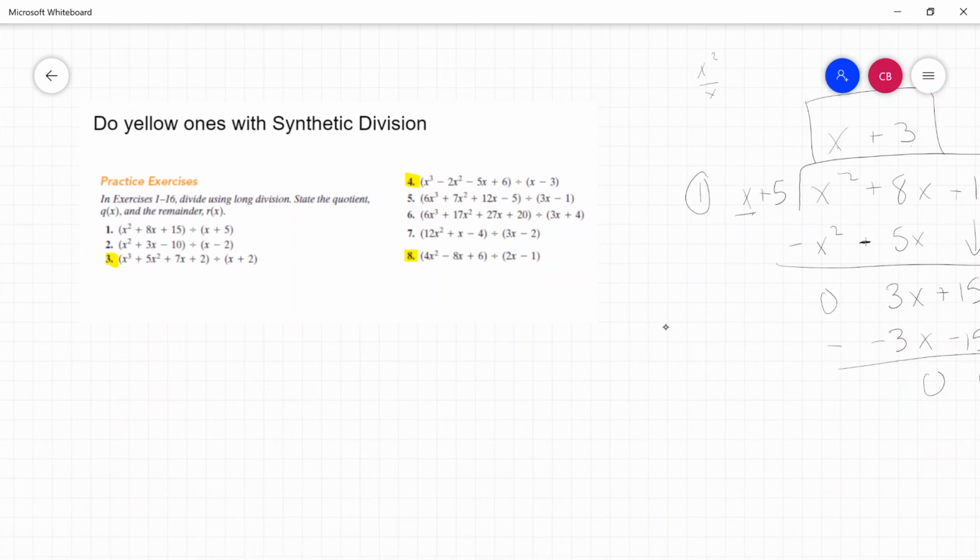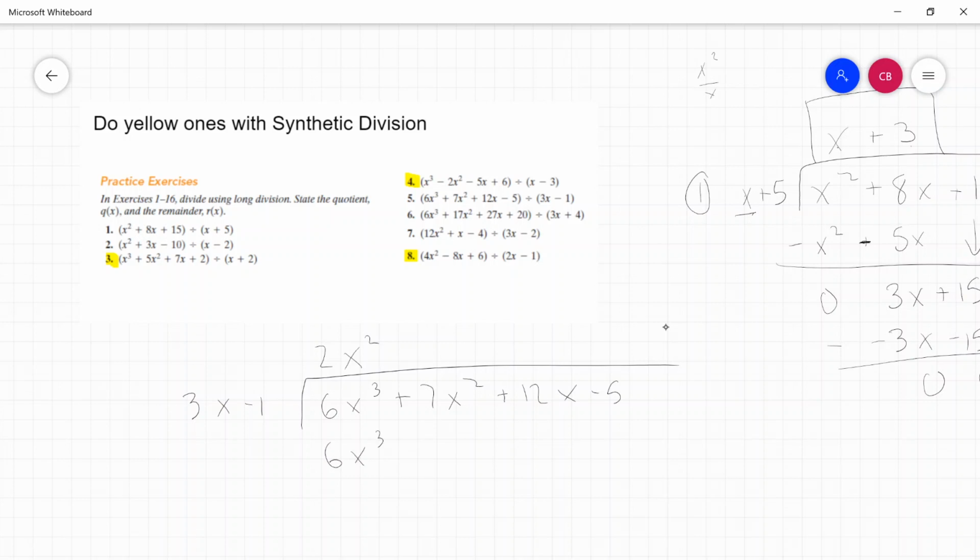Okay, let's do number 5. So we've got 6x to the third squared plus 12x minus 5 divided by 3x minus 1. So now how many times does 3x go into 6x to the third? Well, there's an x squared missing. And 3 times what gives you 6? That would be 2. So 2x squared times 3x is 6x to the third.